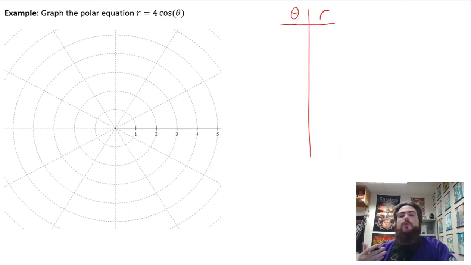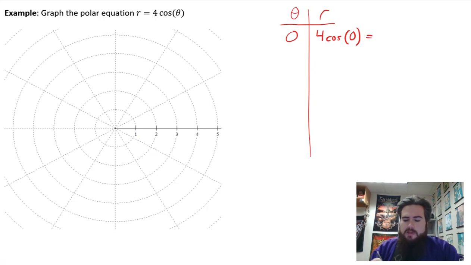With r equals 4 cosine of theta, we're going to plug in values of theta in order to get values of r. This one's a little bit more interesting than the previous case, because we actually have a function to work with. So for values of theta, let's start by plugging in 0. If I do that, I will have 4 cosine of 0. Cosine of 0 is 1, so that's 4 times 1, which equals 4.